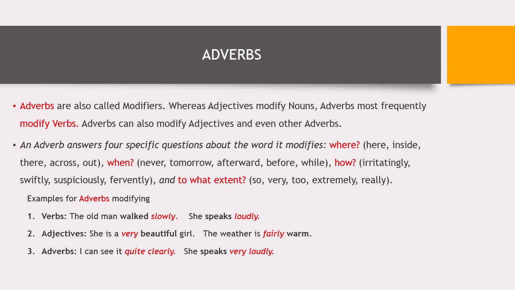Adjectives. She's a very beautiful girl. The adverb, very, modifies the adjective, beautiful. The weather is fairly warm. The adverb, fairly, modifies the adjective, warm.